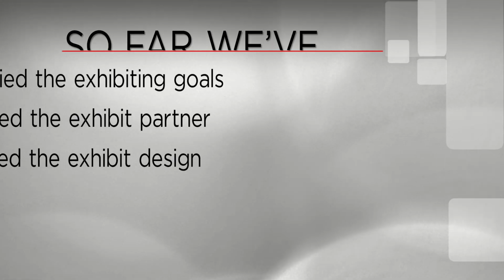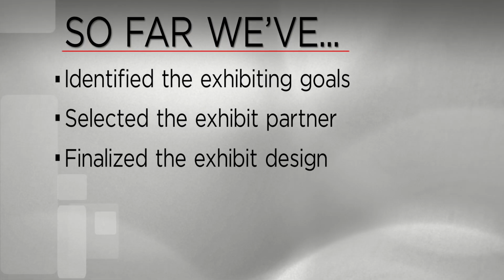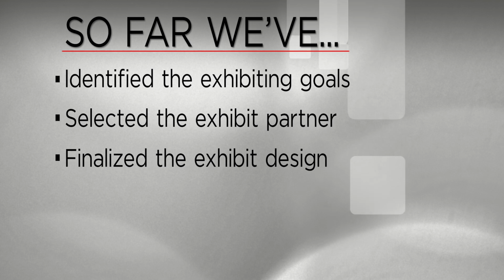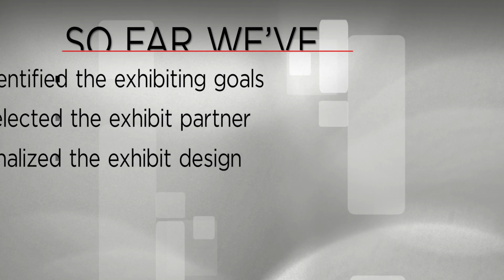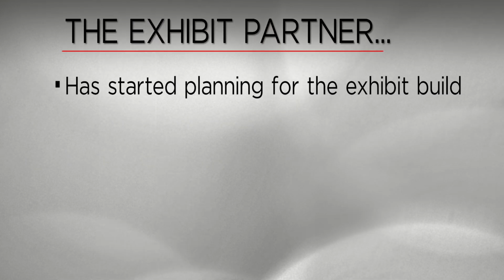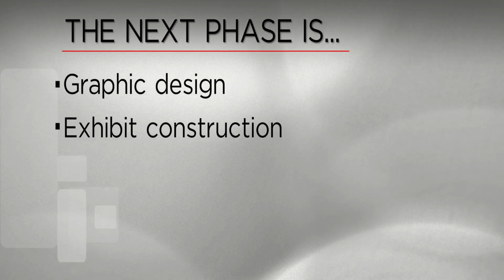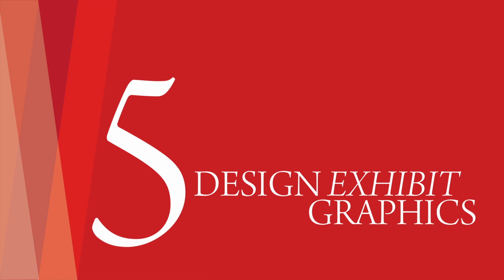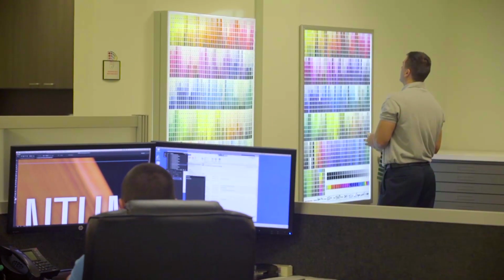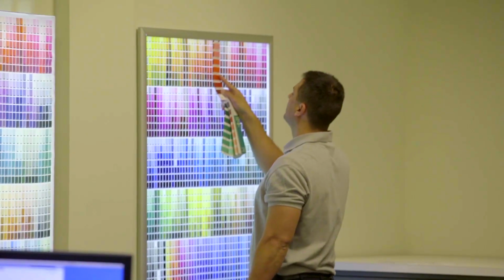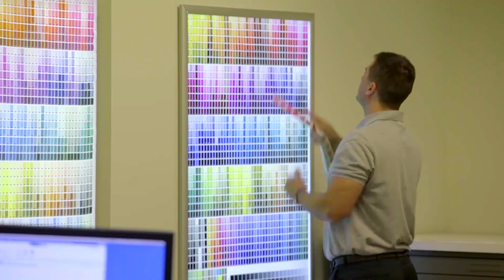So far, we've covered the need to identify the exhibiting goals, select the exhibit partner, and finalize the exhibit design. The exhibit partner has started the process of planning for the exhibit build. The next phase is in the graphic design and overall construction of the exhibit. Step 5. Once the team finalizes the exhibit's manufacturing blueprint and plan, guidelines and graphic templates for the design of the display will be provided.